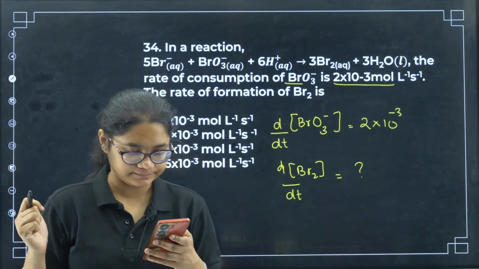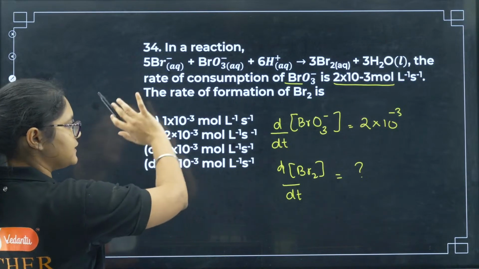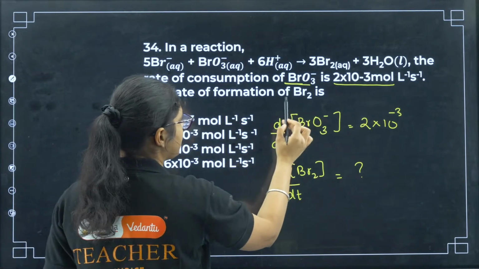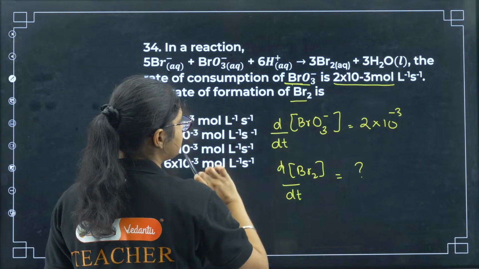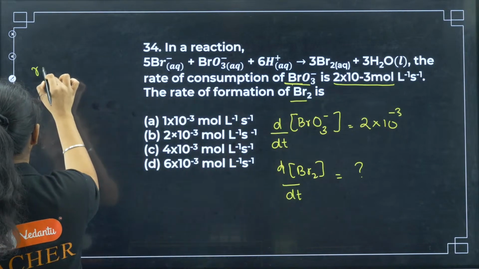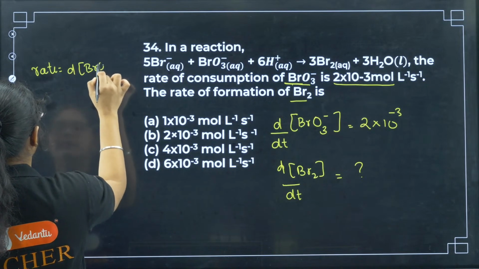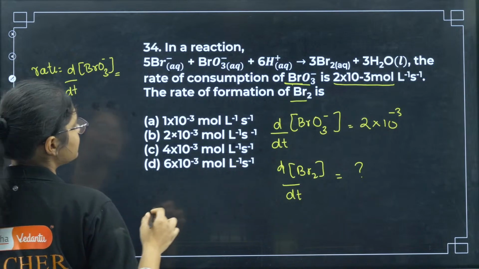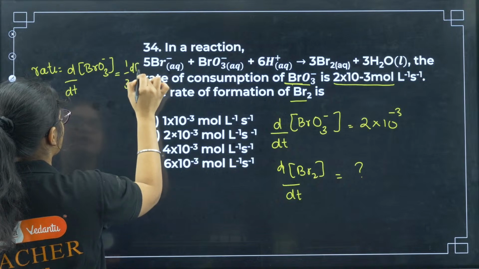Yes, students, quick, very easy question this one. So what is the relation? When such a question is given, you just have to write the relation between the compounds that are asked in the question, BrO3 minus and Br2. So I will write rate is equal to d[BrO3 minus]/dt equal to 1 by 3 of d[Br2]/dt, right?